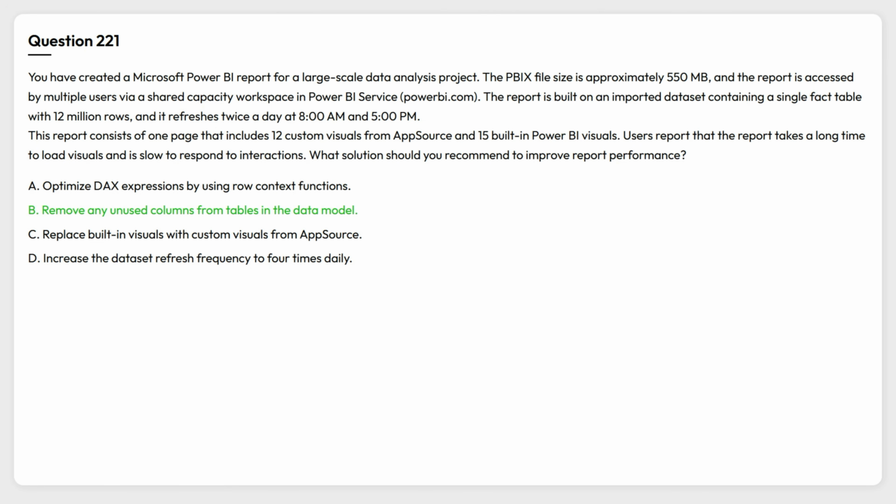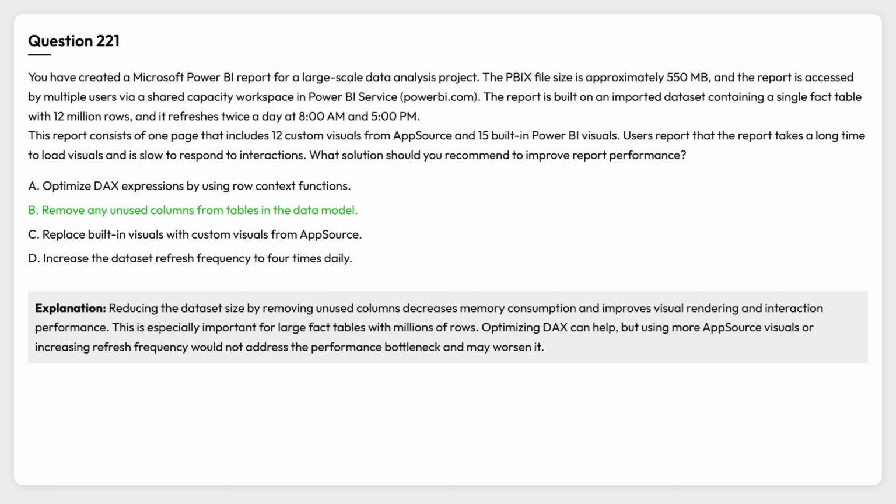The correct answer is option B. Remove any unused columns from tables in the data model. Reducing the dataset size by removing unused columns decreases memory consumption and improves visual rendering and interaction performance. This is especially important for large fact tables with millions of rows. Optimizing DAX can help, but using more app source visuals or increasing refresh frequency would not address the performance bottleneck and may worsen it.